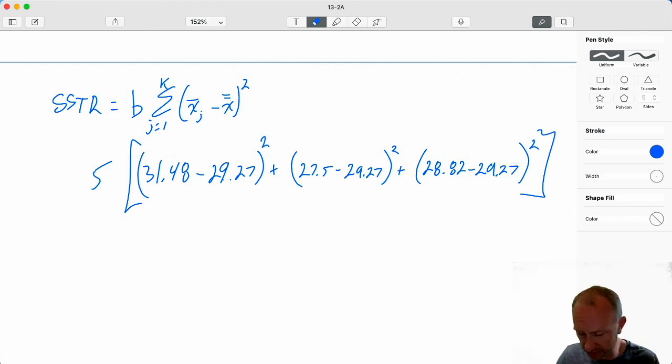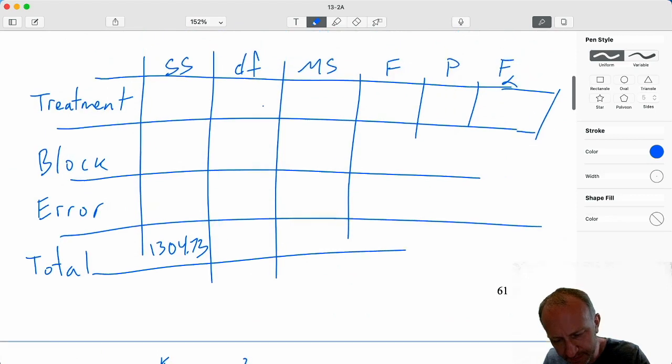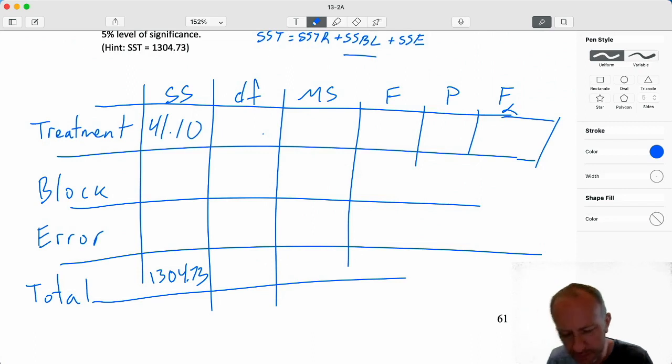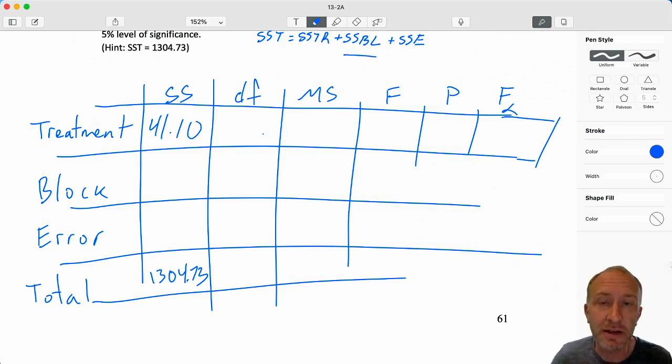So let's do this: 31.48 minus 29.27 squared plus 27.5 minus 29.27 squared plus 28.82 times 5, and that gives me 41.1. Okay, just like that. Pretty familiar calculation, right?